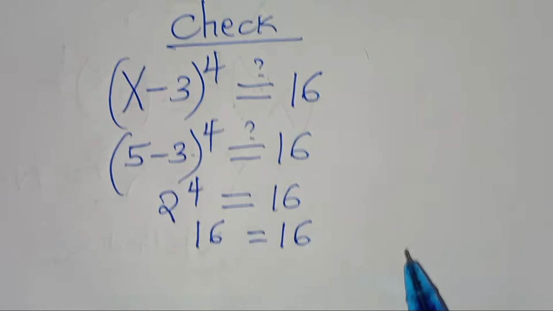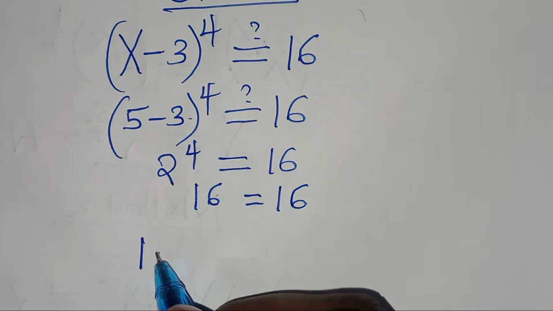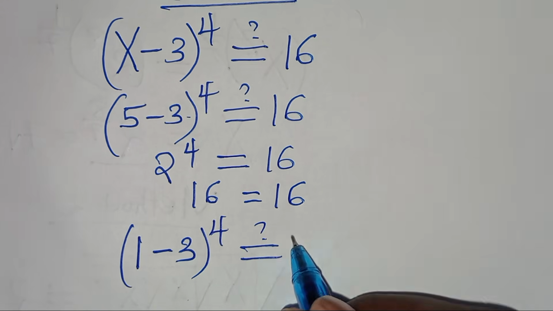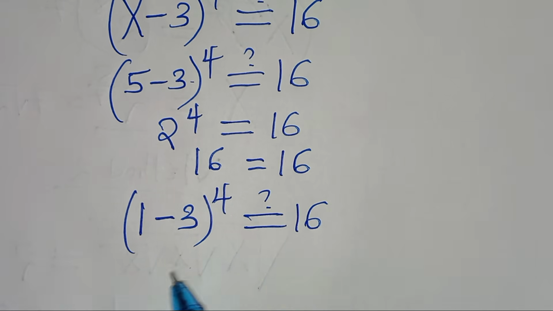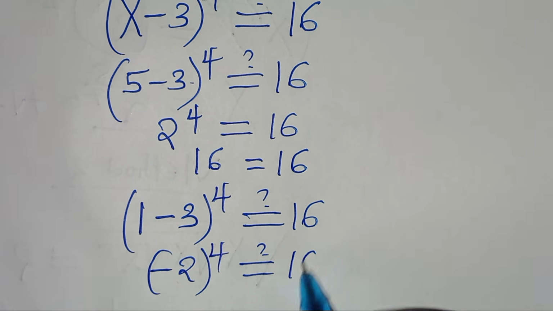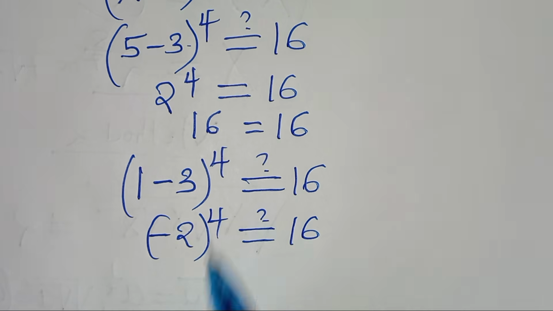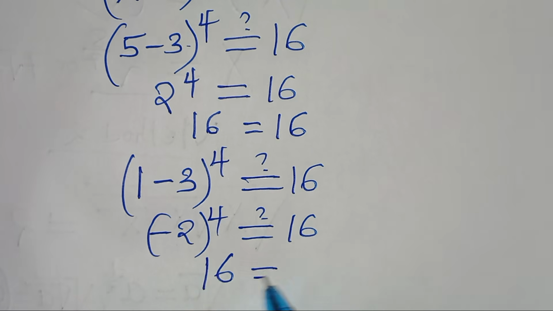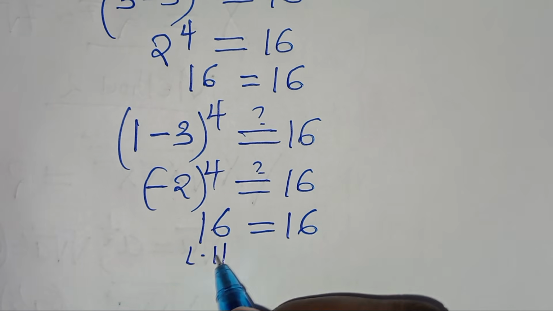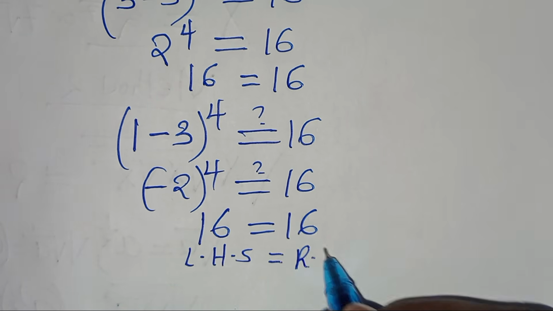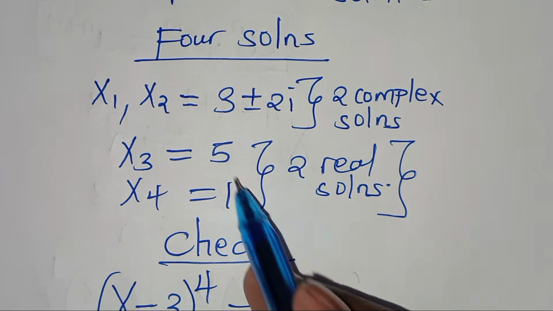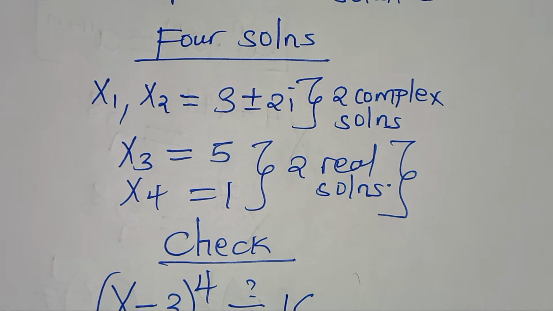So let's check x4, which is 1. So we have 1 minus 3 raised to the power of 4, which should give us a value of 16. 1 minus 3 is minus 2, raised to the power of 4. Minus 2 to the power of 4 is 16, which is equal to 16. So this implies that the left hand side is equal to the right hand side. And this affirms that the two real solutions here satisfy the equation.